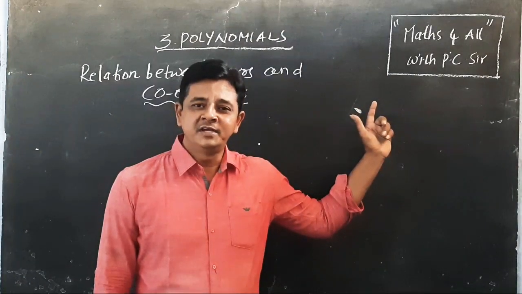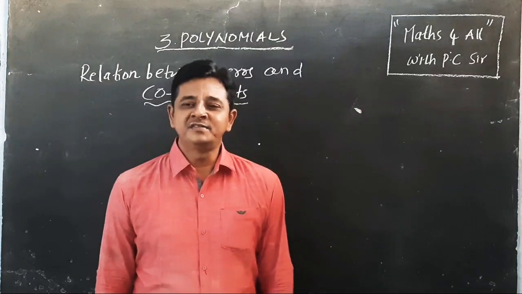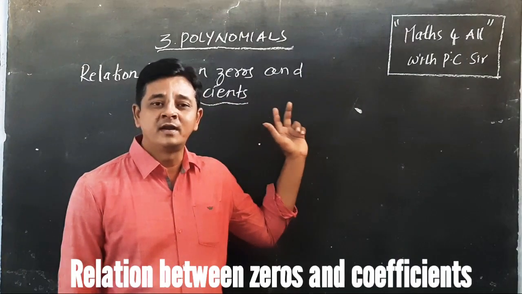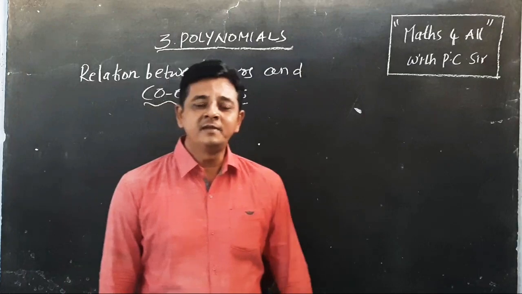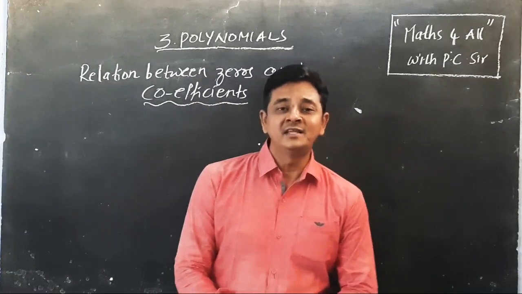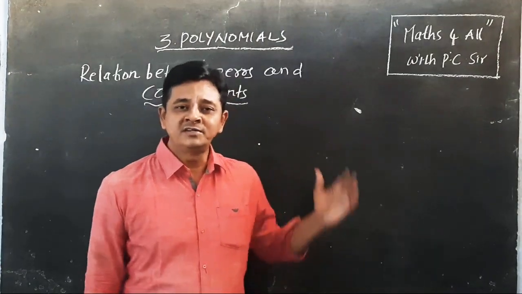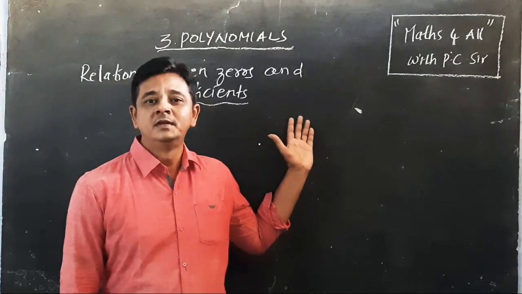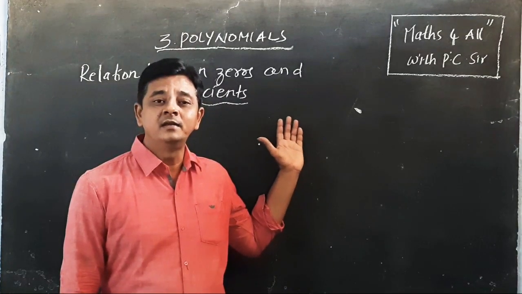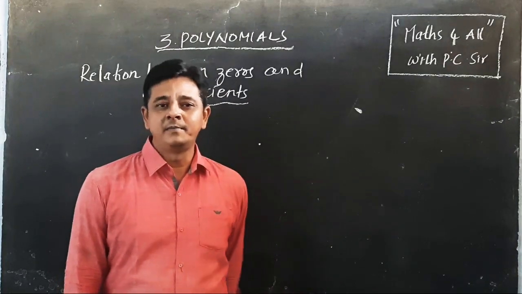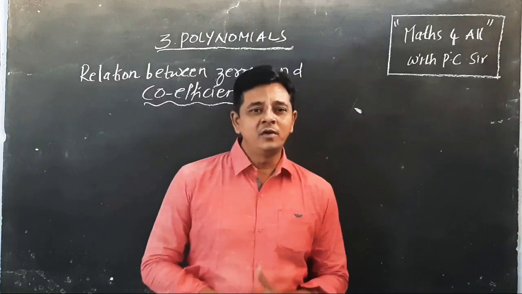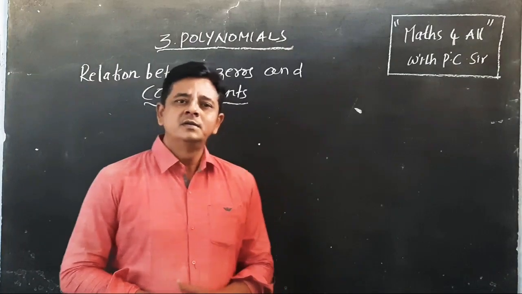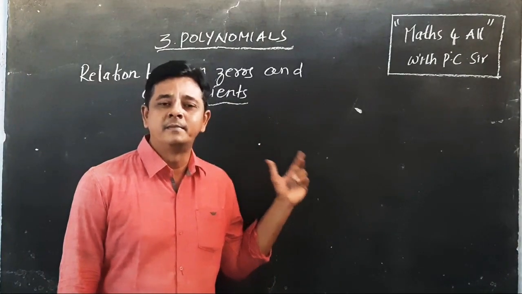Dear children, today we are going to discuss the topic relation between zeros and coefficients of quadratic polynomial. It is a topic from the chapter Polynomials, the third chapter of 10th class. This topic is very important for you. Of course, the relations between zeros and coefficients of quadratic and cubic polynomials will come one by one, but today we are going to discuss only quadratic polynomial.